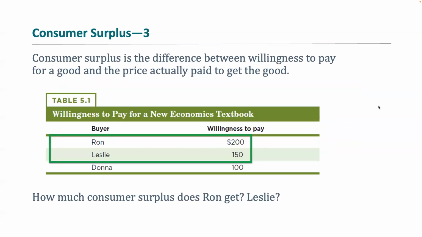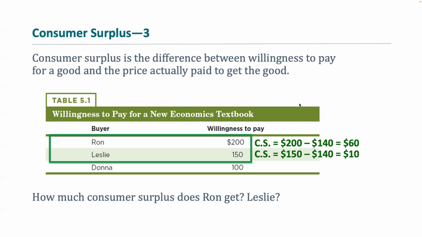Now, when we start to look at consumer surplus, this is just the difference in your willingness to pay and the price that's actually paid to get the good. In our example, we said that that textbook was $140. So if we want to calculate Ron's consumer surplus, we take his willingness to pay of $200 and subtract out what he actually paid of $140. This means that Ron had a consumer surplus of $60.